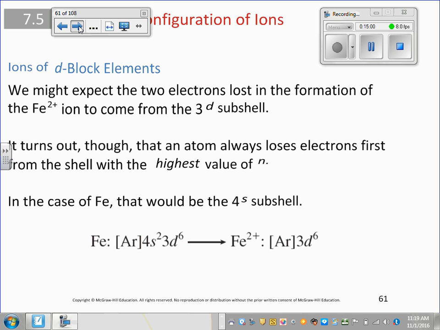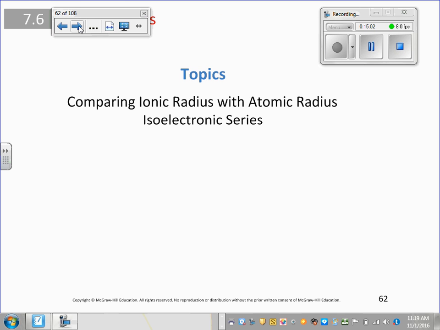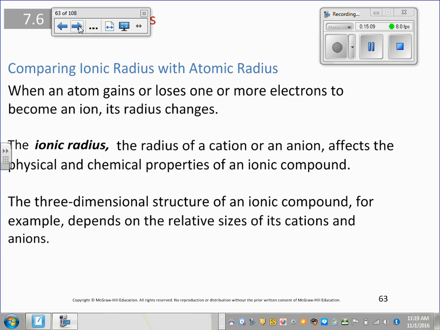Comparing ionic radius with atomic radius. Okay. If you gain or lose an electron, you form an ion. So the radius of the ion, let's compare it to the atom itself.